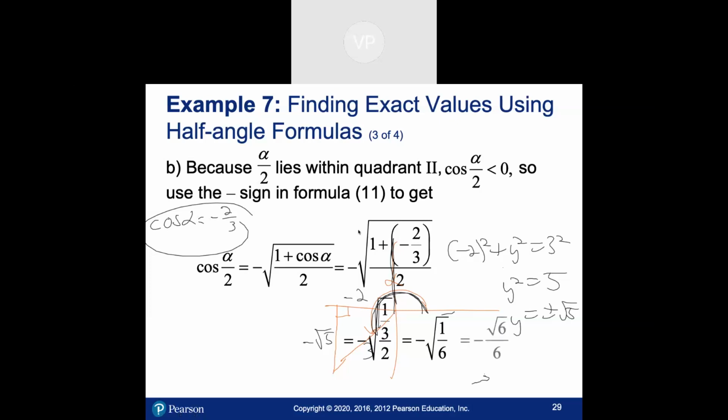And we get a negative square root of 1/6. And again, that one's correct when you rationalize it. So it's about using the formula. The two extra things you have to do: determine if it's the plus or minus, and don't just pick the positive every time because you want to.